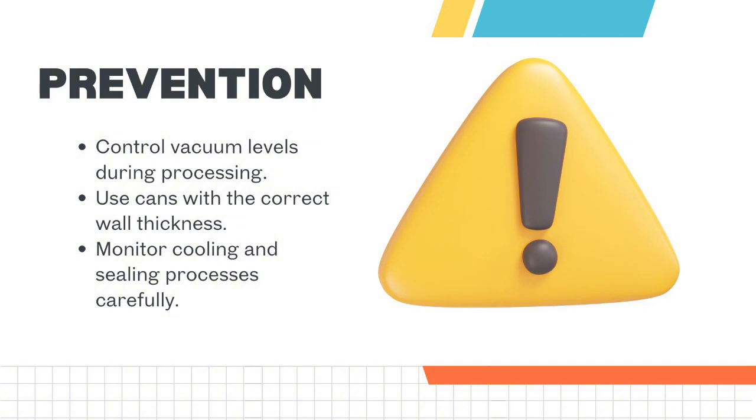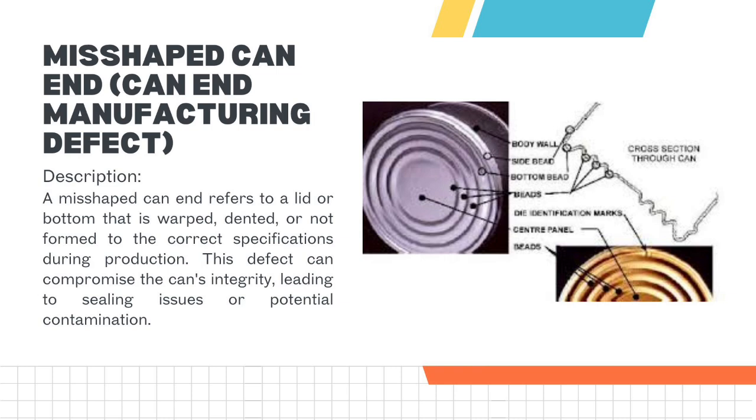Now let's move on to a type of manufacturing defect called the misshaped can end. This defect refers to a situation where the lid or the bottom of the can is warped, dented, or not formed to the right shape during production. Basically, it's not matching the standard dimension and curve that are required for a proper seal.